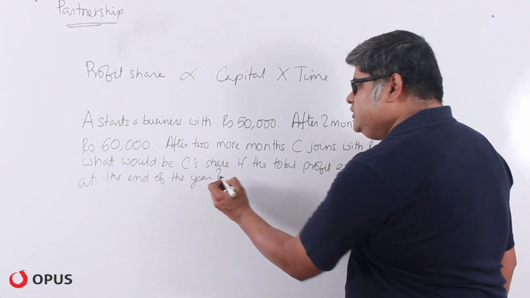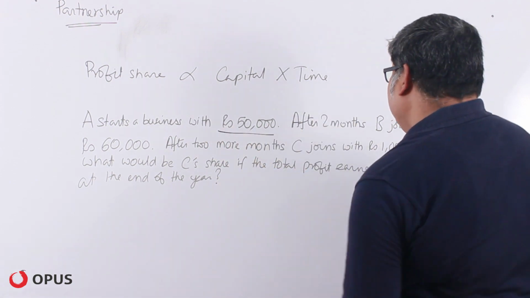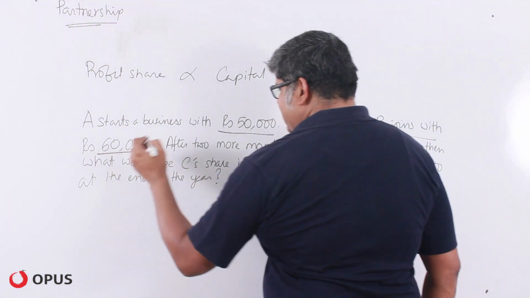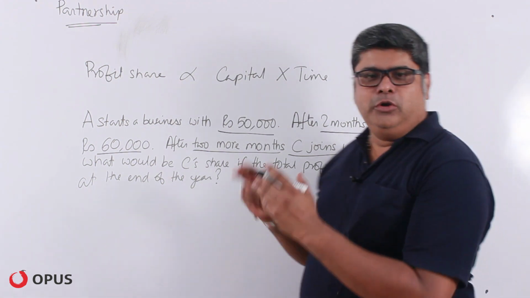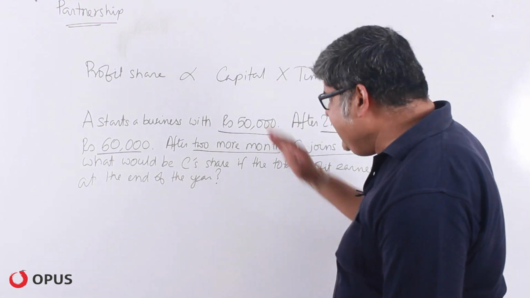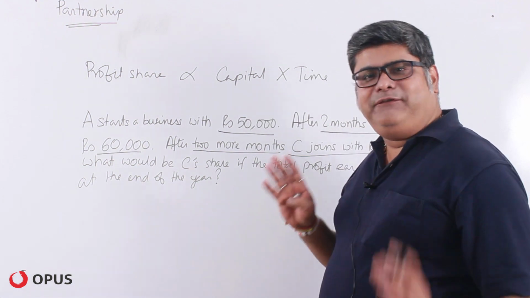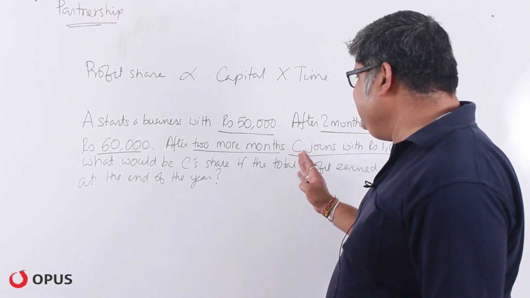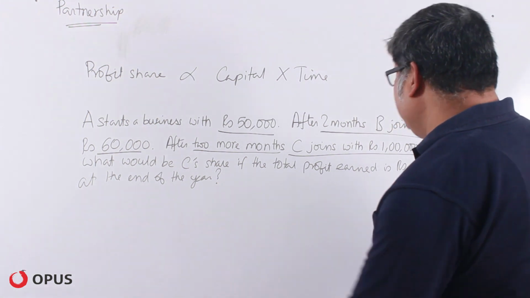Now, here in this question, we can easily see that A starts a business with 50,000. Now, after 2 months, B joins with rupees 60,000. Now, after 2 more months, C joins with rupees 1 lakh. So, if you look at it very carefully, there is one thing which is very clear, that A's money was there throughout the year, B's money was there for 10 months, I beg your pardon, and C's money was there for 8 months.